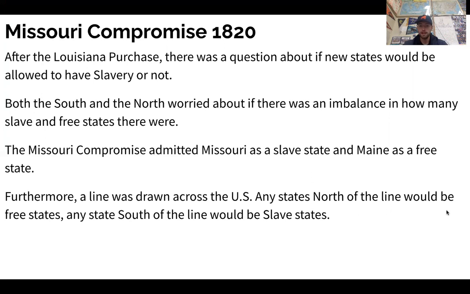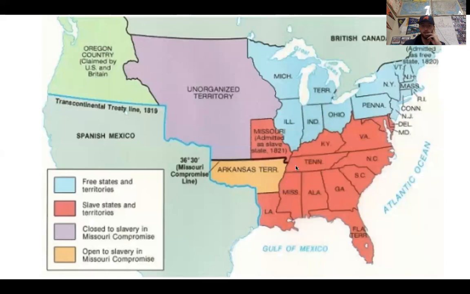The Missouri Compromise ultimately determined that the state of Missouri could come in as a slave state, but at the same time, they created a new state known as Maine as a free state. Furthermore, a line was drawn across the U.S. that said that any states north of this line would be allowed to be free states, and any states south of this line could be slave states. And that was the concept and the way of thinking for a long time on the issue of slavery.